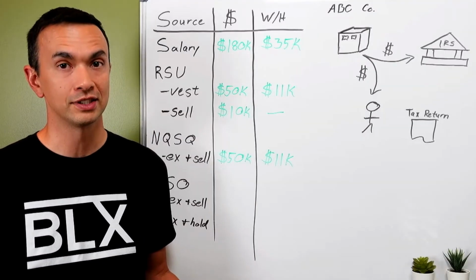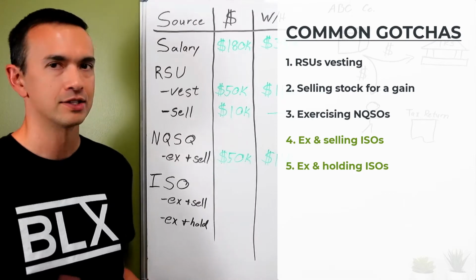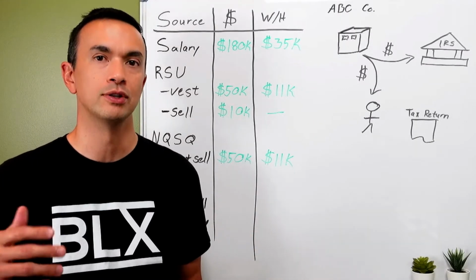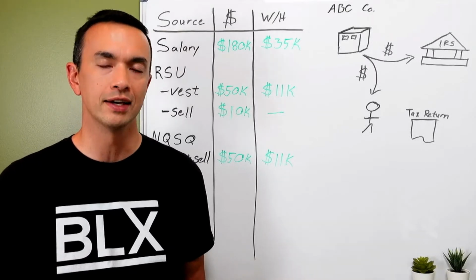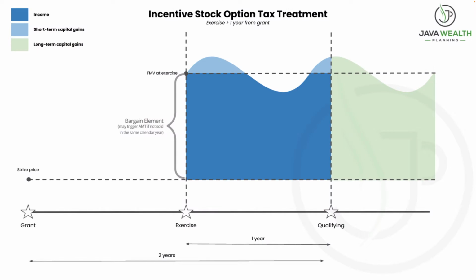So where it really starts to get out of control is whenever we introduce incentive stock options. Before we talk about this specific example, let's drop into understanding the way that incentive stock options are taxed. So here is a visual to talk through how ISOs are taxed.